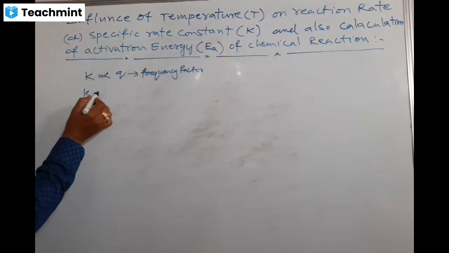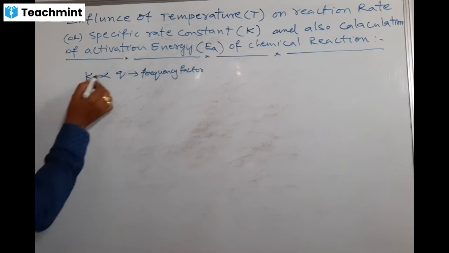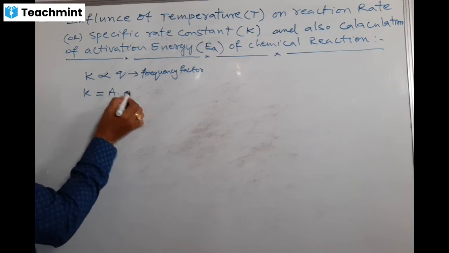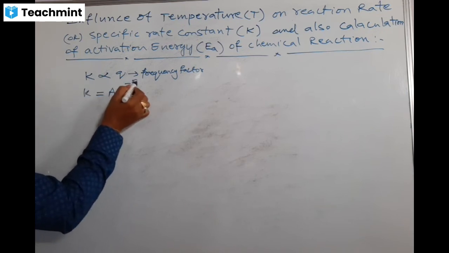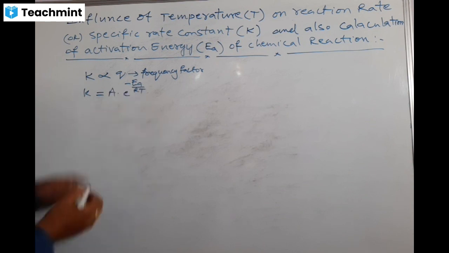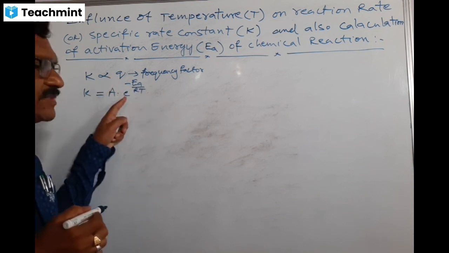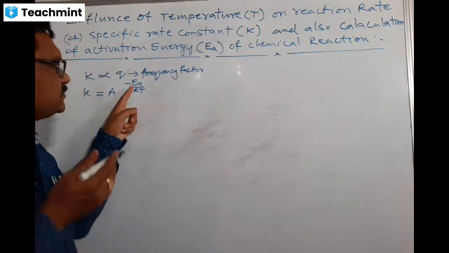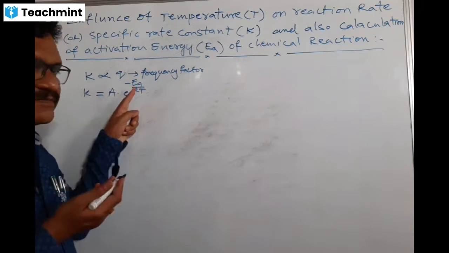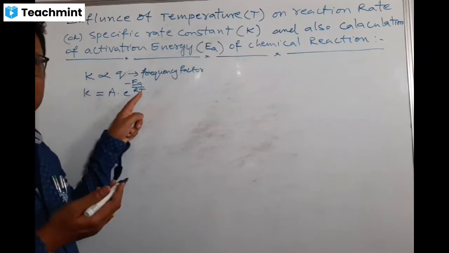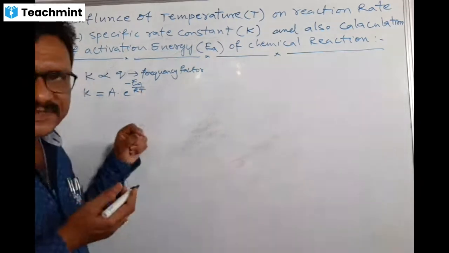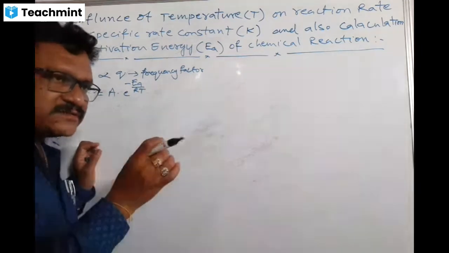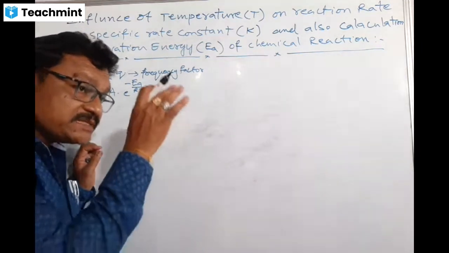So here for K, you remove proportionality and put a constant. This is the Arrhenius constant. Frequency factor means it is the pre-exponential factor of e to the power minus Ea by RT. Ea means activation energy of the chemical reaction, R means gas constant, T means absolute temperature of that particular reaction. Okay, this relation is nothing but the quantitative relation which was given by Arrhenius based on collision theory.